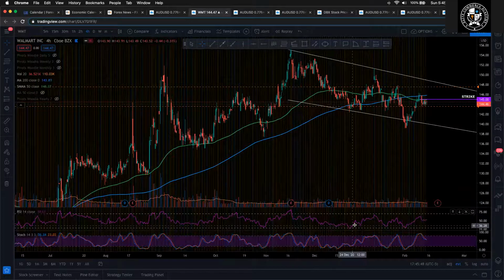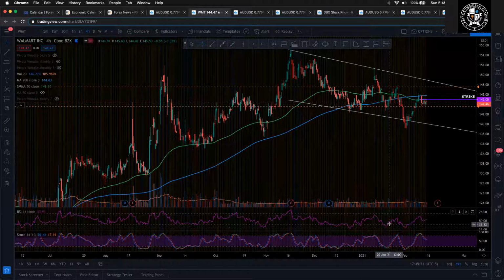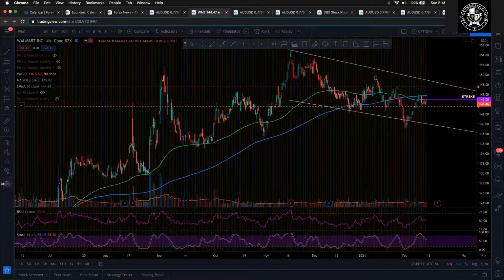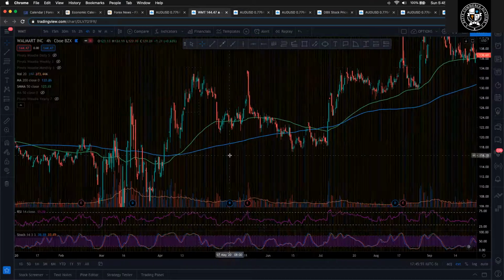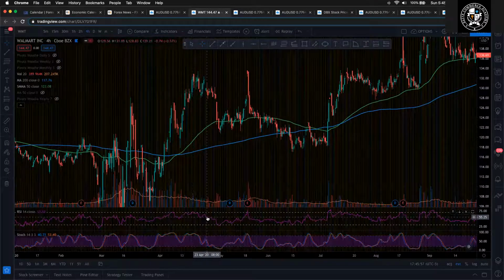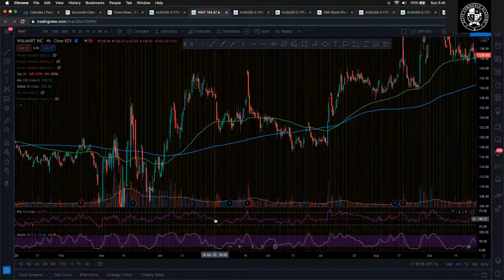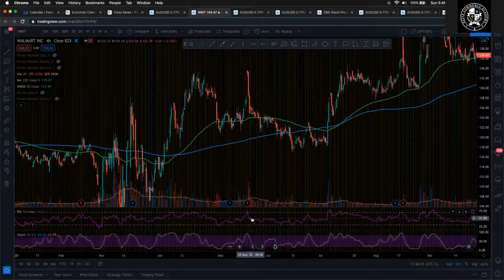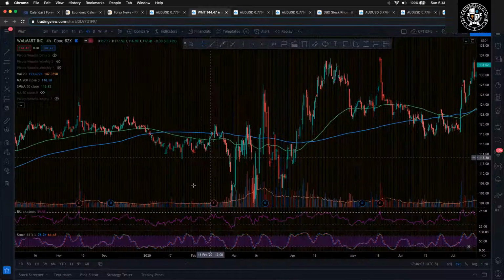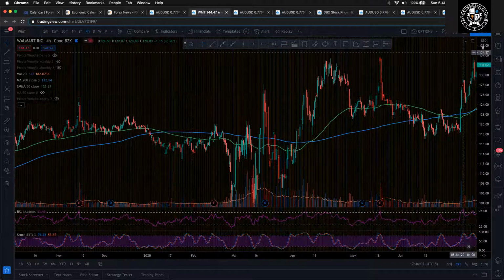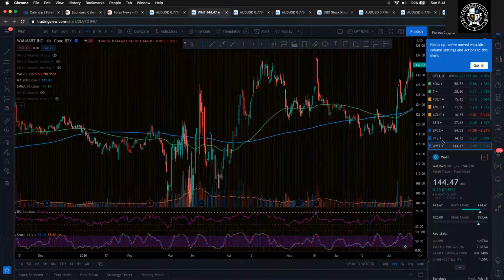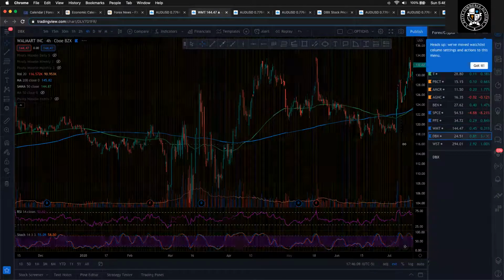Everything on here looks like it's moving the way it should be. If I scroll back, let's see if I can find something. Okay. Boom, boom, boom, boom. Don't see anything here. Let's look at another one. All right. That's the only reason why I use the RSI.